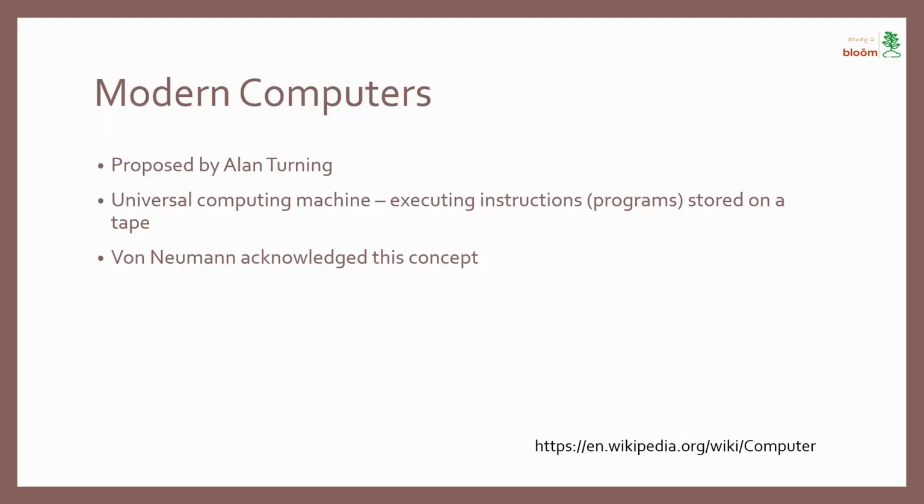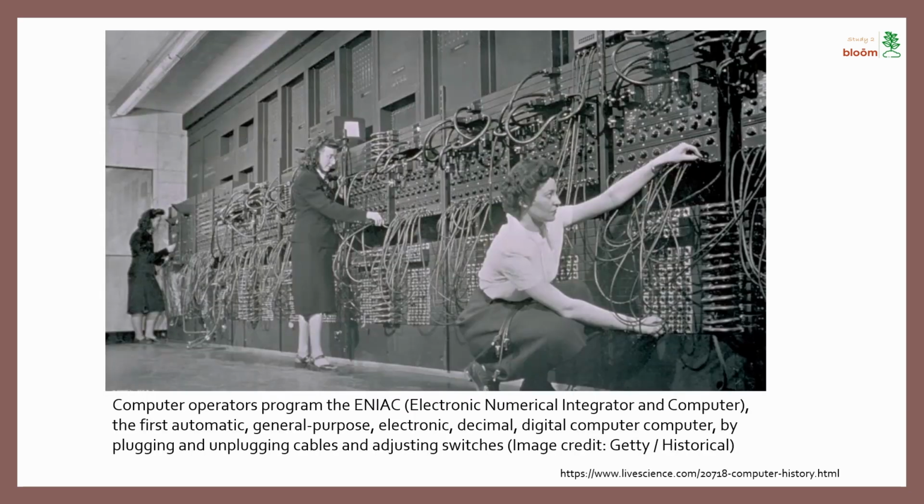The modern computers were first proposed by Alan Turing. The universal computing machine concept was used to execute instructions stored on a tape. Von Neumann acknowledged this concept. This is the first automatic general-purpose electronic decimal digital computer. The picture shows how plugging and unplugging cables and adjusting switches were done in those days.